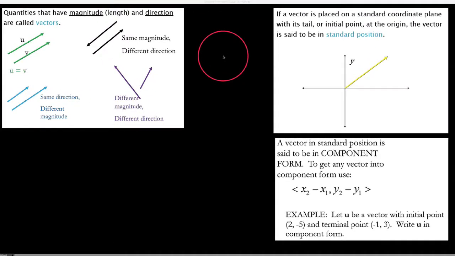Okay, YouTube, in this video we are going to introduce the concept of a vector and then talk about what we mean when we sketch vectors both in standard position as well as find their component form.